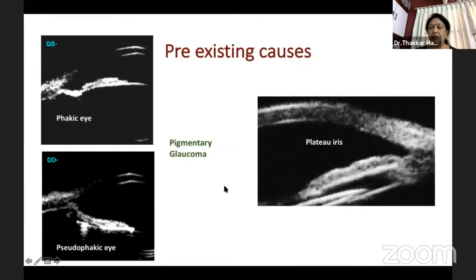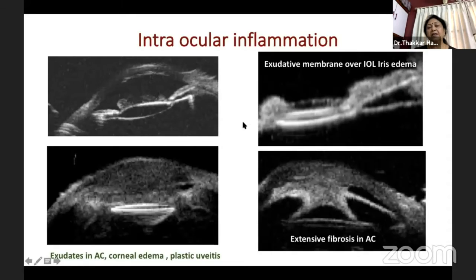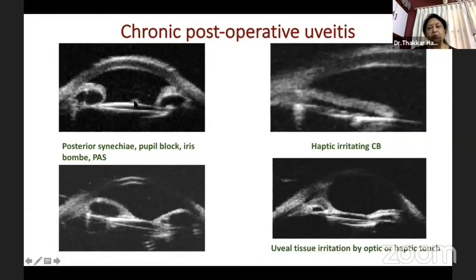At times, we come across certain pre-existing causes like plateau iris and pigmentary glaucoma, that is, posterior bowing of the mid-peripheral iris. Intraocular inflammation is evident by the presence of exudation, maybe so much exudate with iris inflammation or pupillary membrane, excessive exudation directly clogging the angle and trabecular meshwork, or trabeculitis causing glaucoma, and in the long run, there is extensive fibrosis.